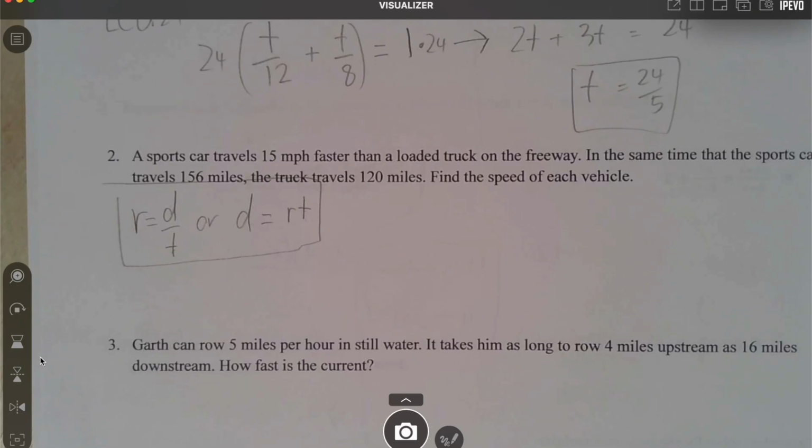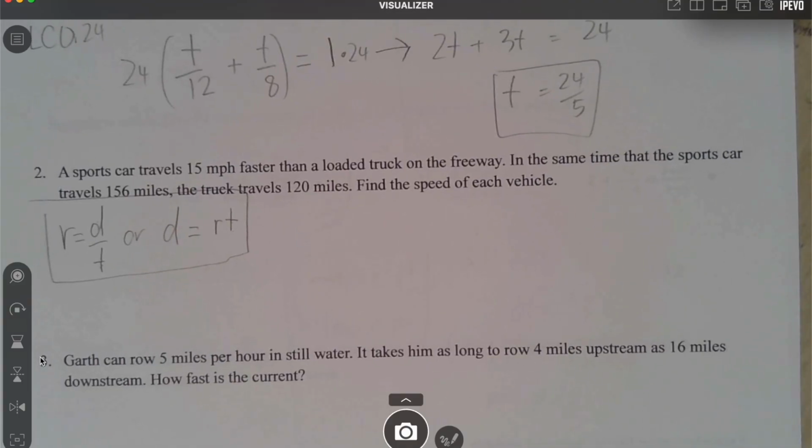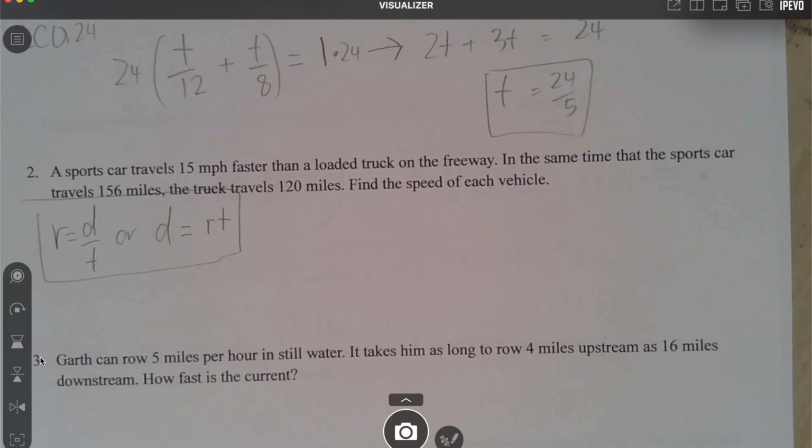Now, from there, here's where things are going to get interesting. It says a sports car travels 15 miles per hour faster than a loaded truck. And then here's the big crux here. It says, in the same time, so interesting, I will need the other formula because time is the equality there. In the same time, the sports car travels 156 miles, the truck travels 120 miles. Find the speed of each vehicle. So we want the speed or the rate of each vehicle.